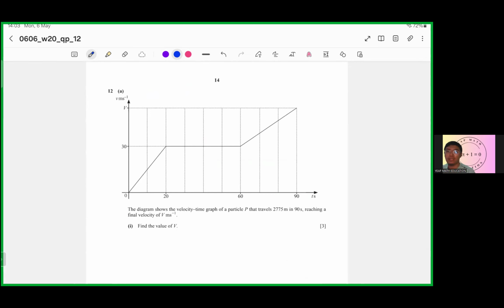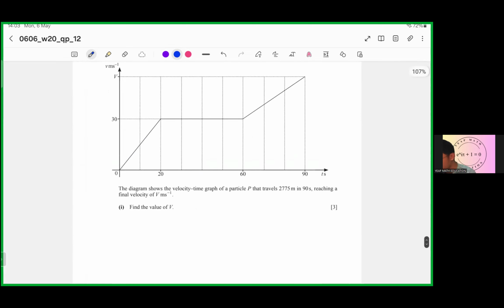This question is about kinematics. The diagram shows the velocity-time graph of the particle P that travelled 2,775 meters in 19 seconds, reaching a final velocity of V meters per second. So find the value of V. Okay, let me think. Now we can start.